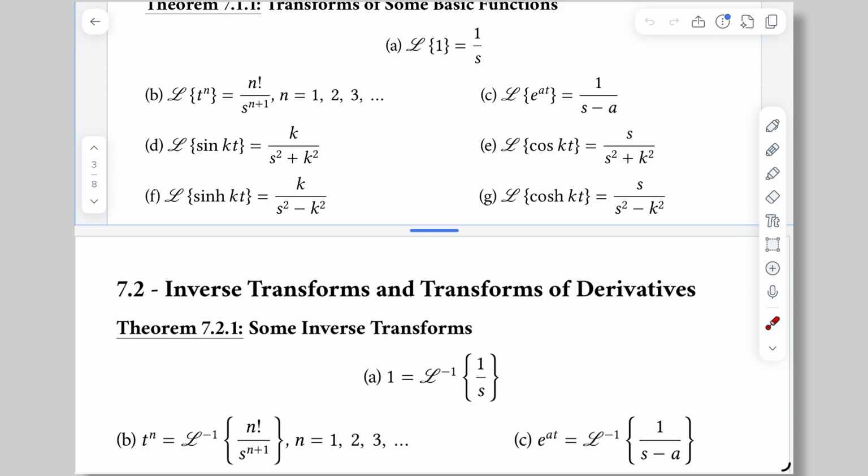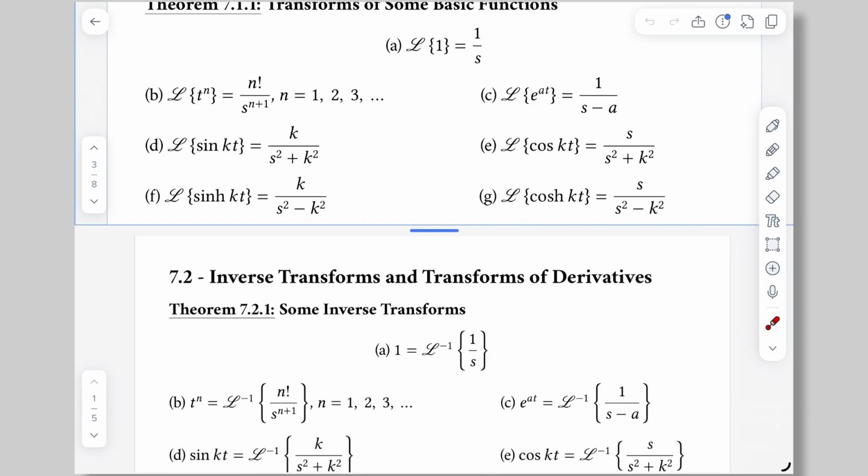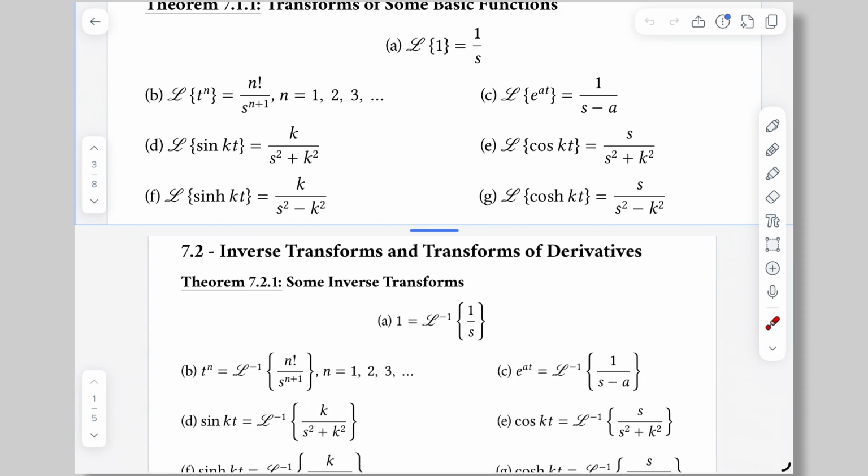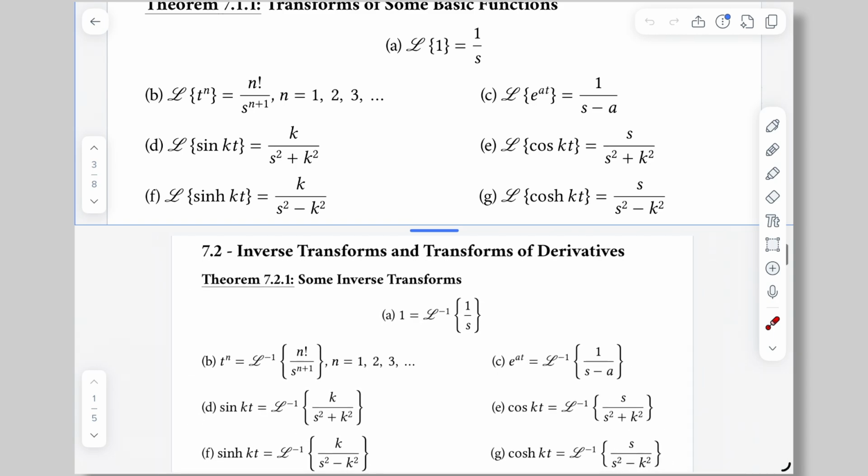In the previous set of videos, we saw some Laplace transforms of basic functions, such as the Laplace transform of 1 being 1 over s, and the Laplace transform of e to the at being 1 over s minus a. Much as with derivatives, once you have a derivative of a function, the inverse gives you an integral rule. And that's what we're looking at, well, the equivalent of that down here. We have inverse transforms. And we'll look at transforms of derivatives later.